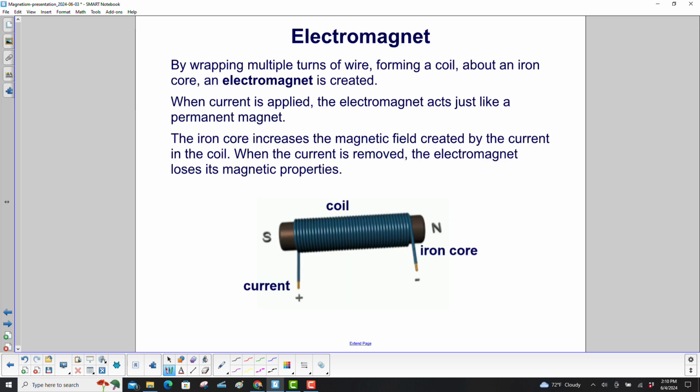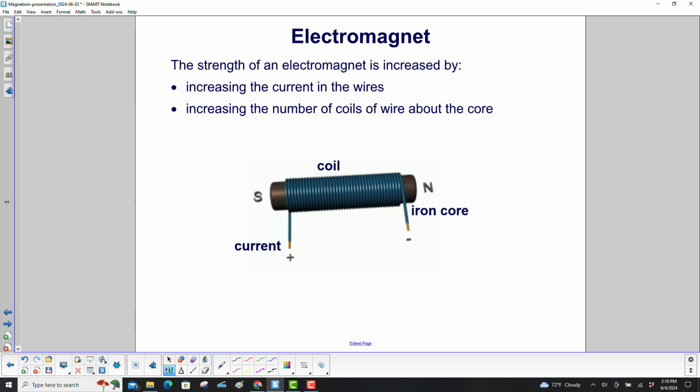By wrapping multiple turns of wire, forming a coil, about an iron core, there's our core in the gray, an electromagnet is created. When current is applied, the electromagnet acts just like a permanent magnet. The iron core increases the magnetic field created by the current in the coil. When the current is removed, the electromagnet loses its magnetic properties. The strength of an electromagnet is increased by, well, one, increasing the current coming in, and two, increasing the number of coils of wire about the core.